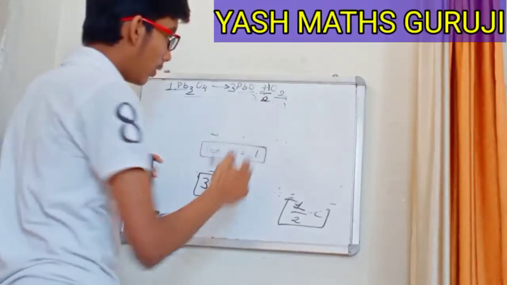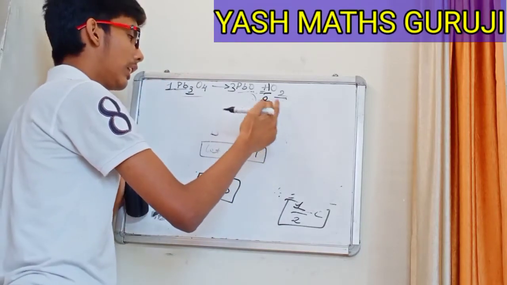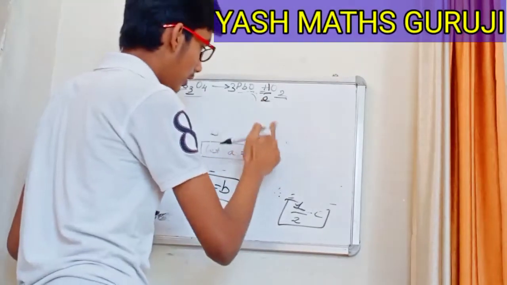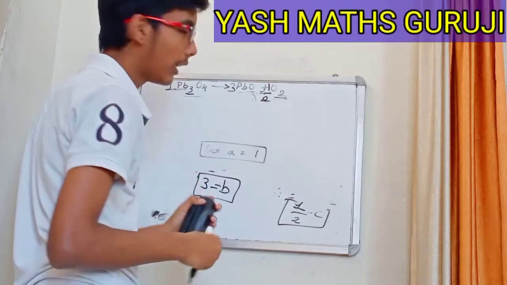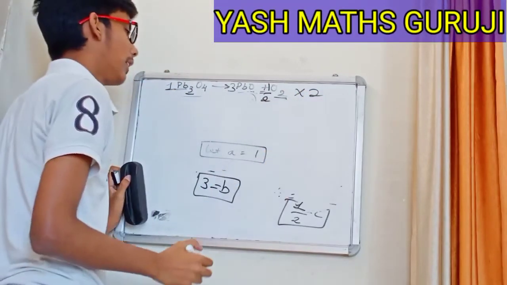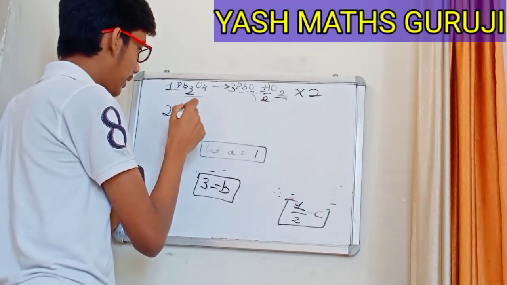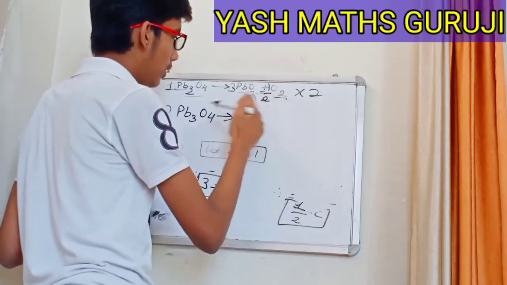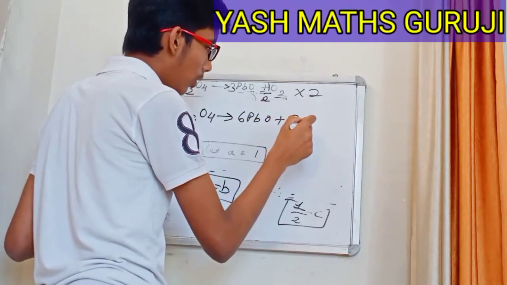Now, you have never seen that on the left hand side or right hand side of any element there is a fraction. It is not a fraction, it is a normal number. So what will we do to make it a normal number? Just multiply it by 2. So when we multiply it by 2, it will be like this. 2 Pb3O4 gives rise to 3 into 2, 6 PbO and 2 O2.